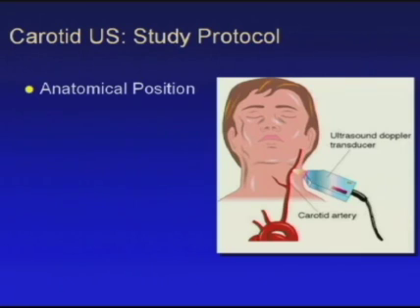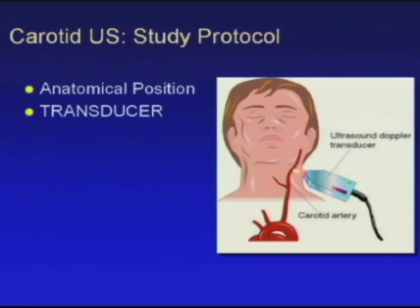Study protocol for performing carotid ultrasound. First of all, we must start with the anatomical position. Normally, our patient is in supine position with a mild extension of the neck. Sometimes it's good to rotate it, with a slight rotation to the left or to the right side of the neck.